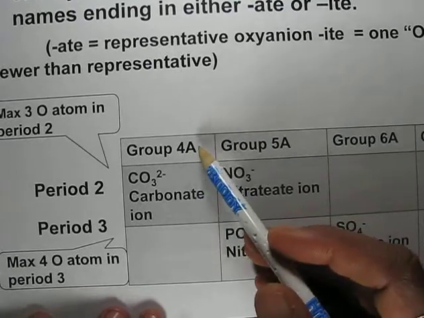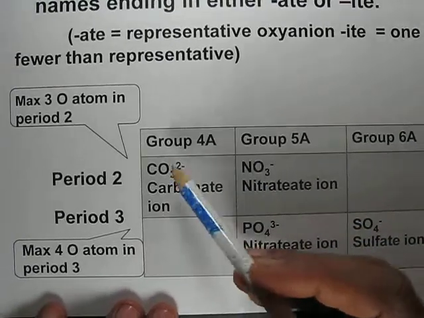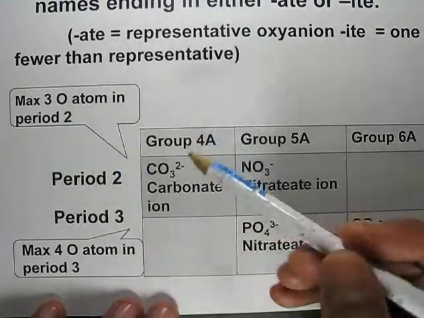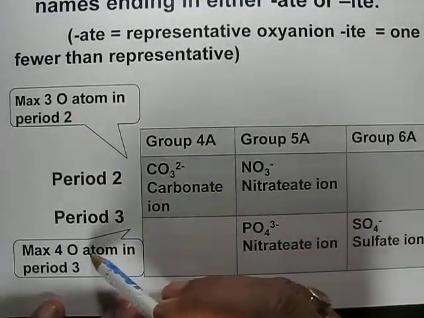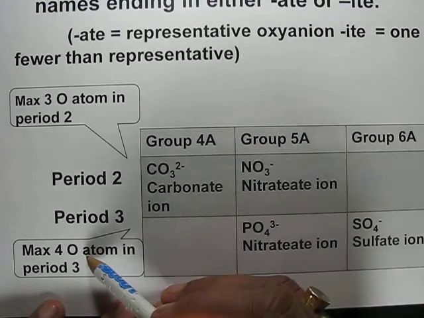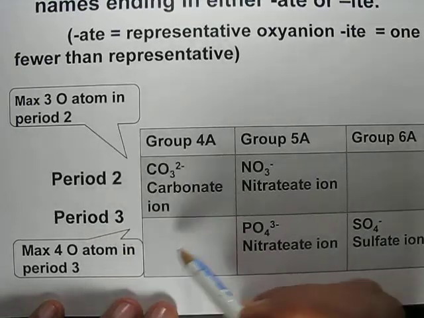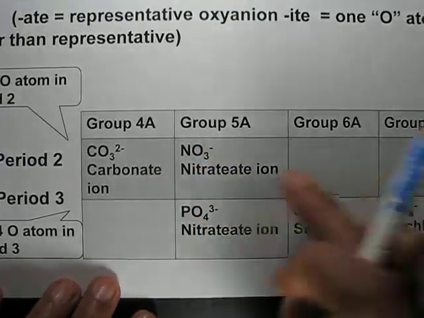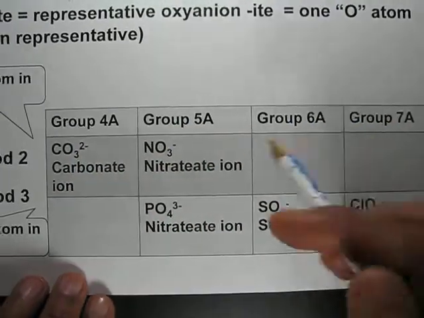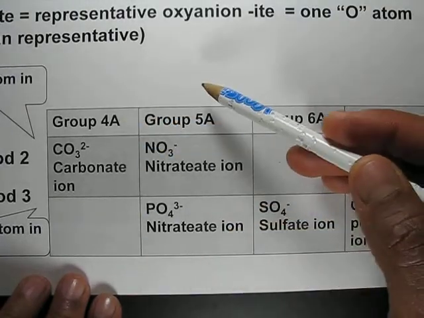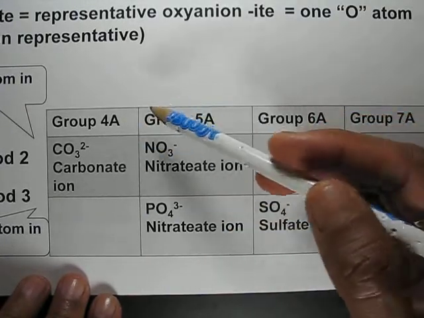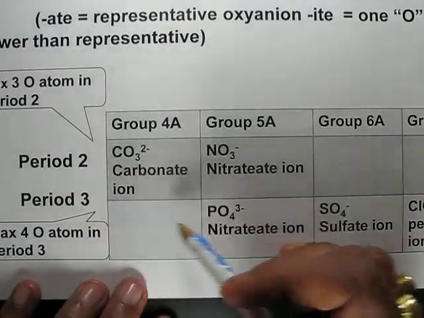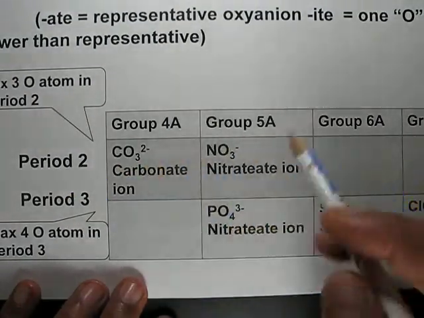In the case of group 4A, a maximum of 3 oxygen atoms in period 2 and a maximum of 4 oxygen atoms in period 3. So periods are rows, left to right, and we studied in the previous video that top to bottom columns are groups and periods are rows from left to right.